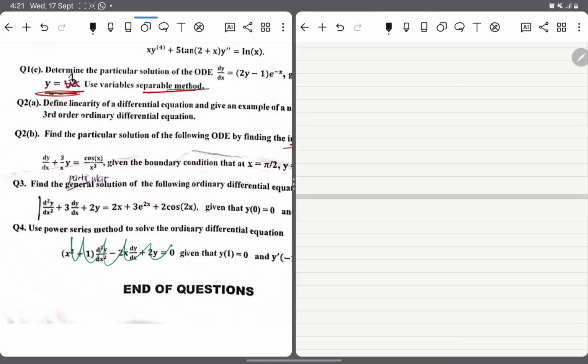Okay, so here we have the third type and the fourth type. We're going to cover them both in here because the third type has not been coming, because power series has been coming, but it's not coming this time. So let's quickly talk about it.